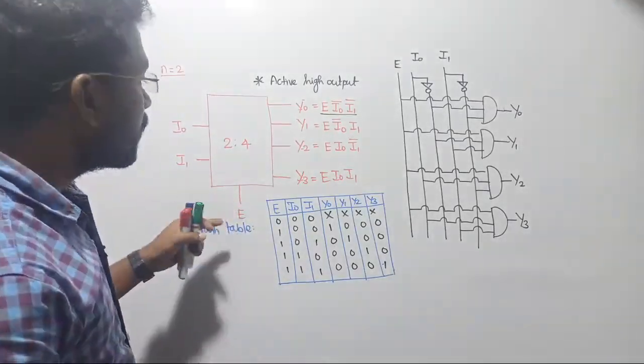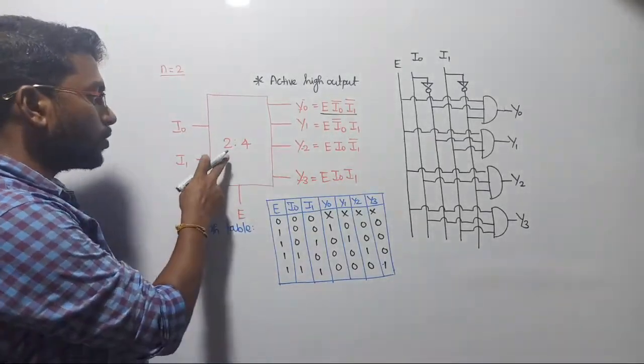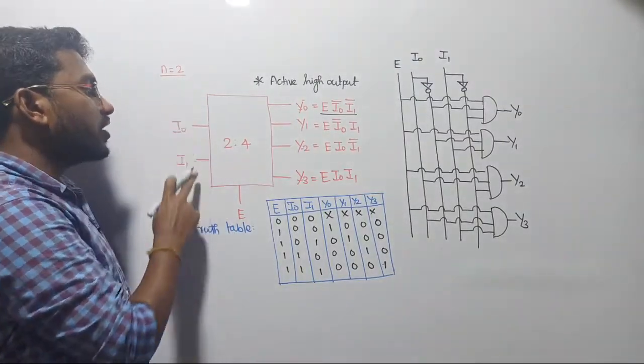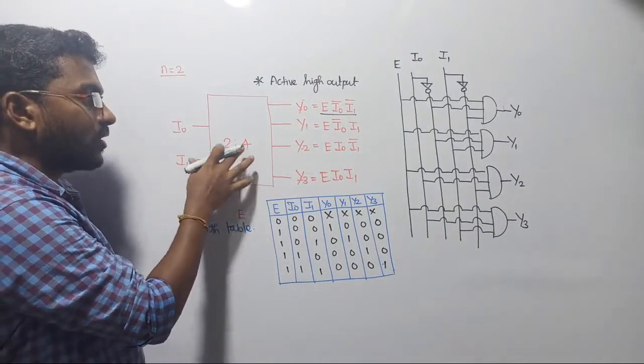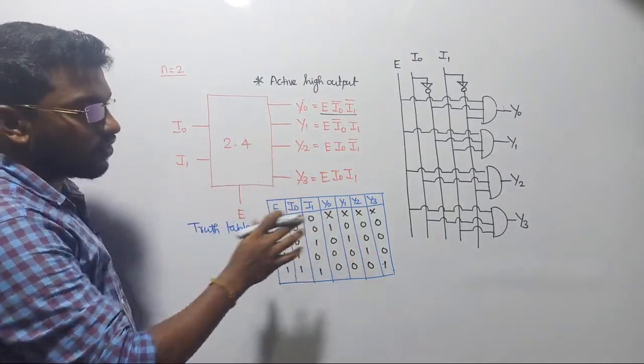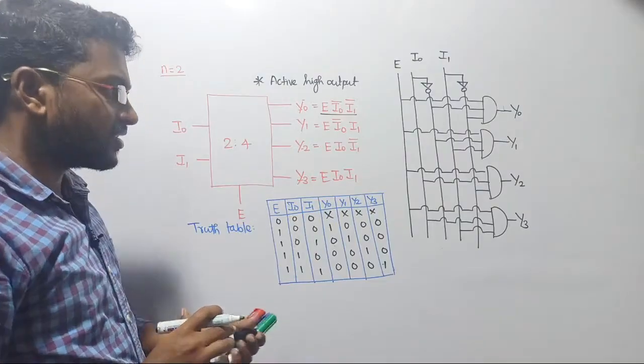In the same way we can also extend this. We can consider n equal to 3. If I consider n equal to 3, we are going to have 3 input lines, and the corresponding output lines are going to be 8, and you can just follow the same procedure. So I am just restricting myself to this.